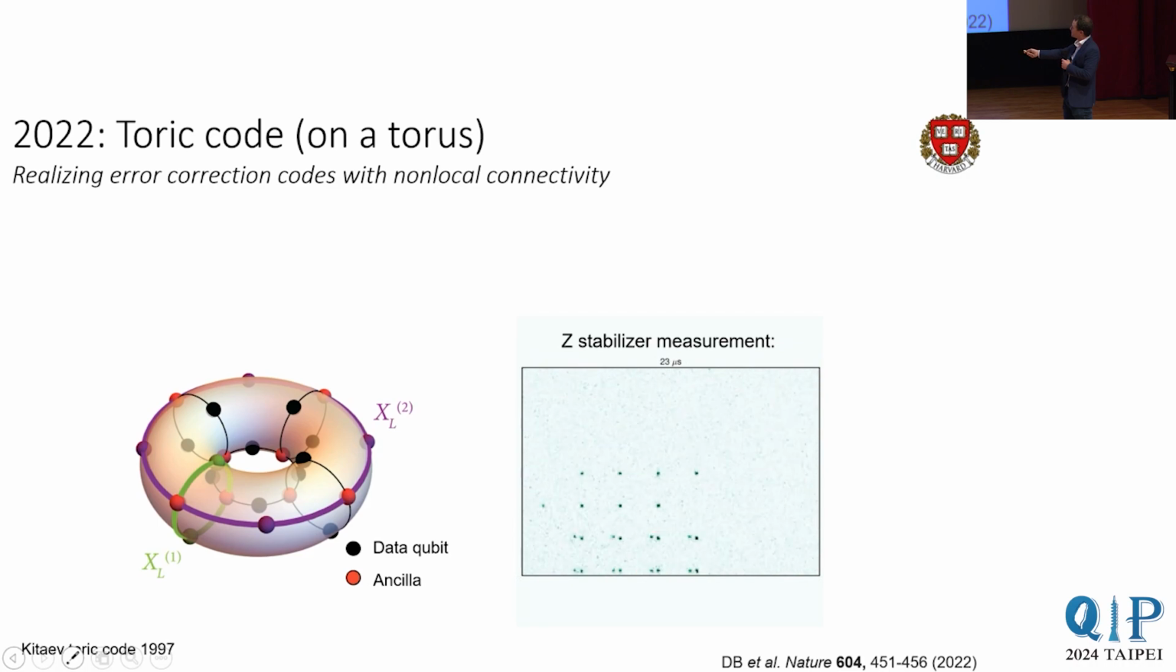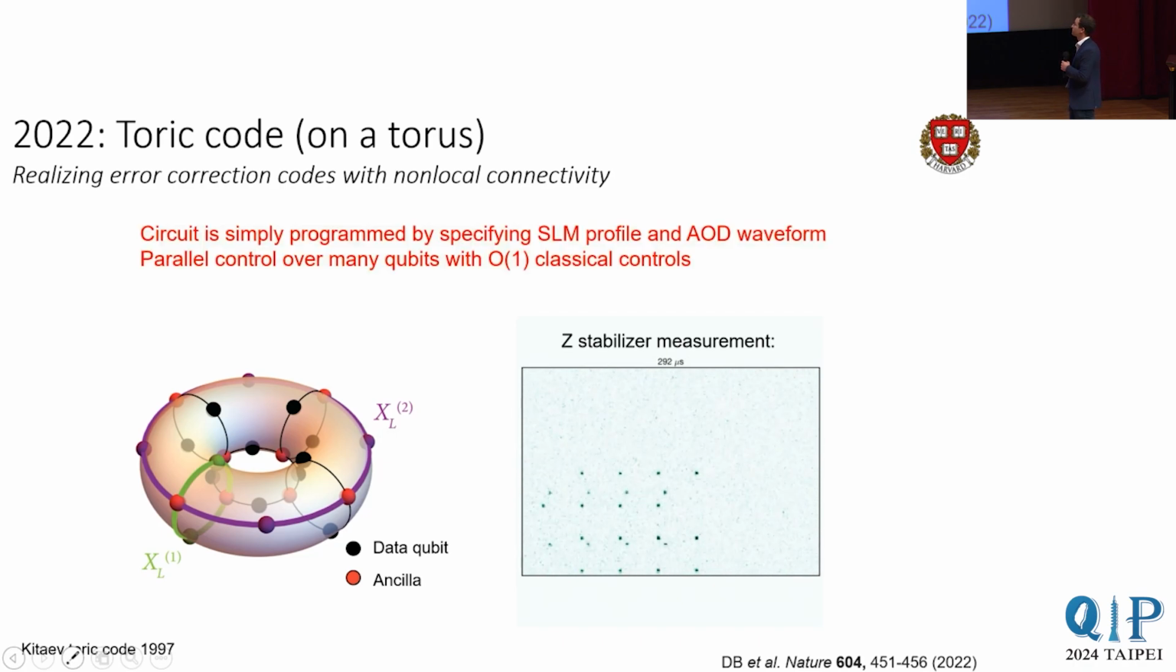So again, we put these atoms next to each other, we pulse our global laser, and every time we put new atoms into new pairs, we pulse this global laser, and this causes them to entangle. Here the atoms move all the way around the system in order to make periodic boundary conditions and close the torus. And as we were doing these experiments, what was clear was a nice opportunity in the way that we're programming the circuit: it's simply programmed by specifying our SLM phase profile, like controlling a computer monitor, and our AOD waveform, which is these 2 voltage waveforms.